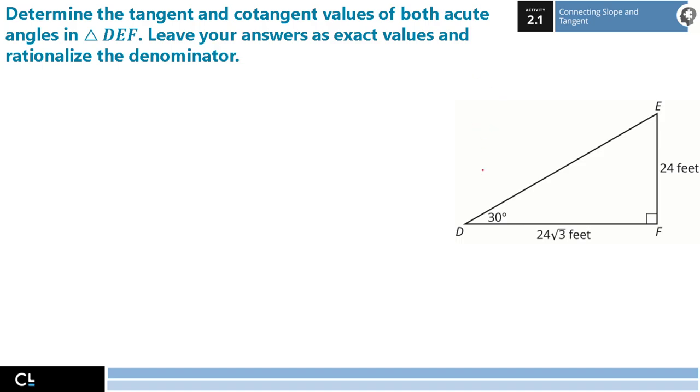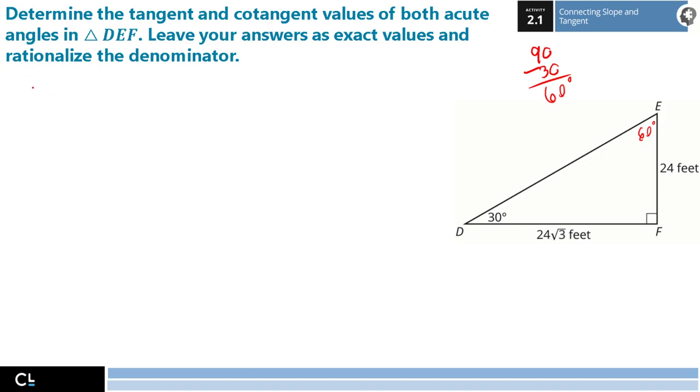First things first, it's asking us for both acute angles. So we need to figure out the value of angle E. When we have a right triangle, all you have to do is say 90 degrees minus our other acute angle, which is 30. That gives me 60 degrees. Right here, we're going to put 60 degrees. So now what do we want to do? We want to find the tangent and cotangent of each one.